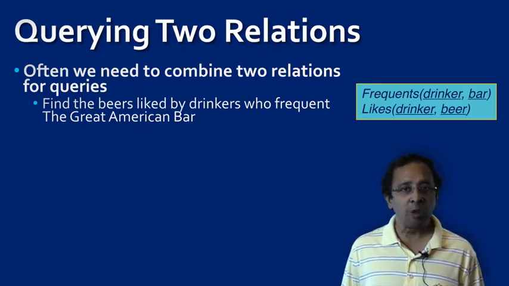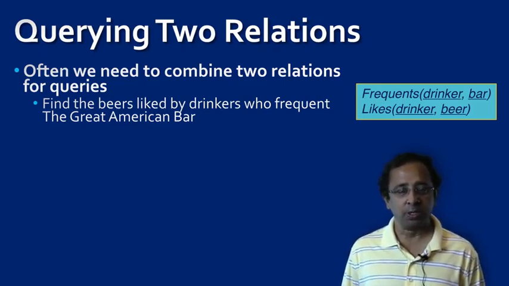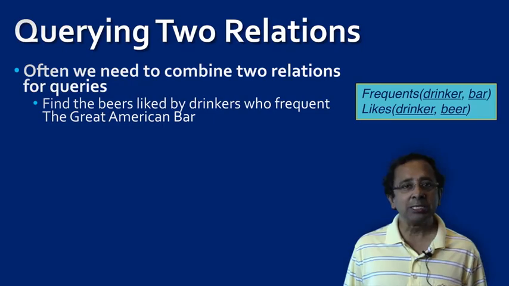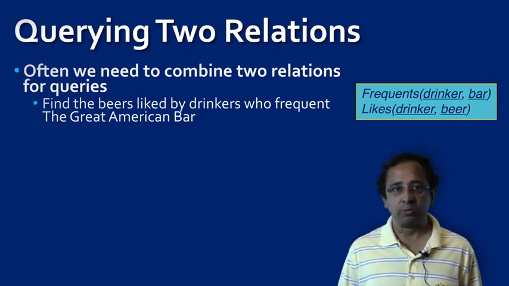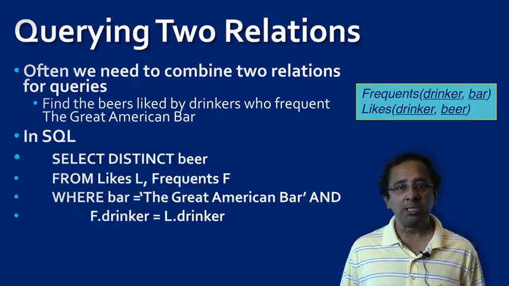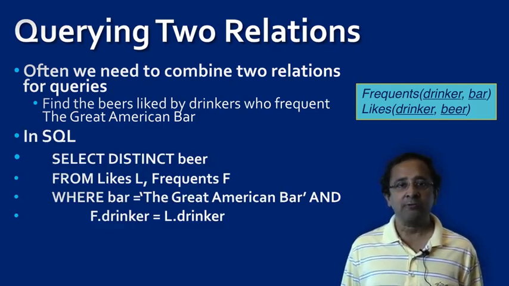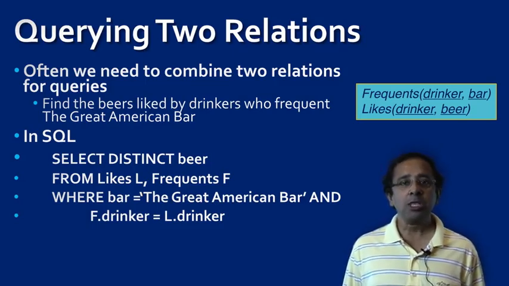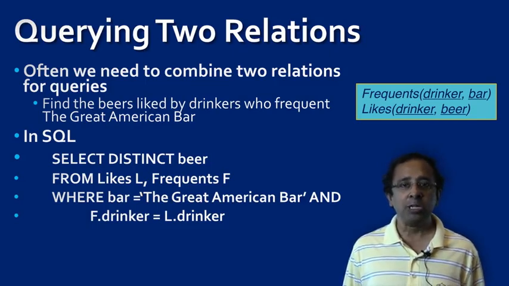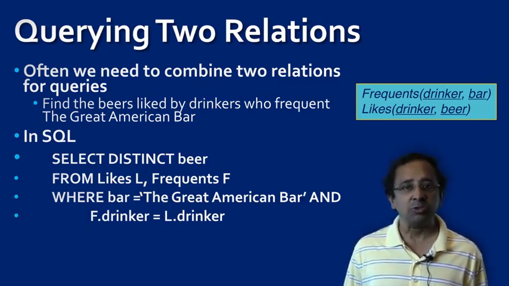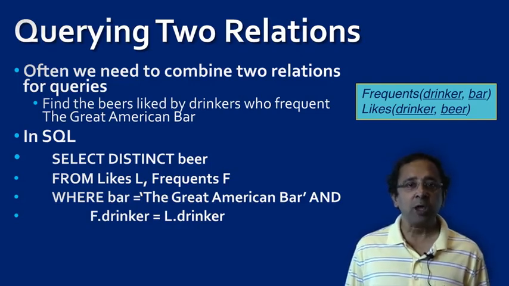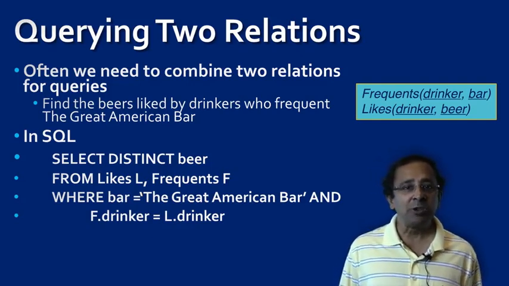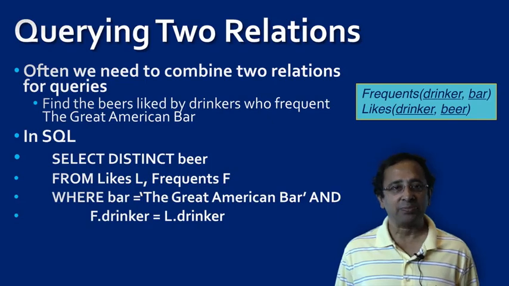They have a common attribute called drinker. So if we use the attribute drinker, we need to tell the system which one we are referring to. Now look at the SQL query. The from clause in the query has these two relations. To handle the common attribute name issue, we need to give nicknames, aliases to these relations. Therefore, in the from clause, we say likes has the alias L and frequents has the alias F.